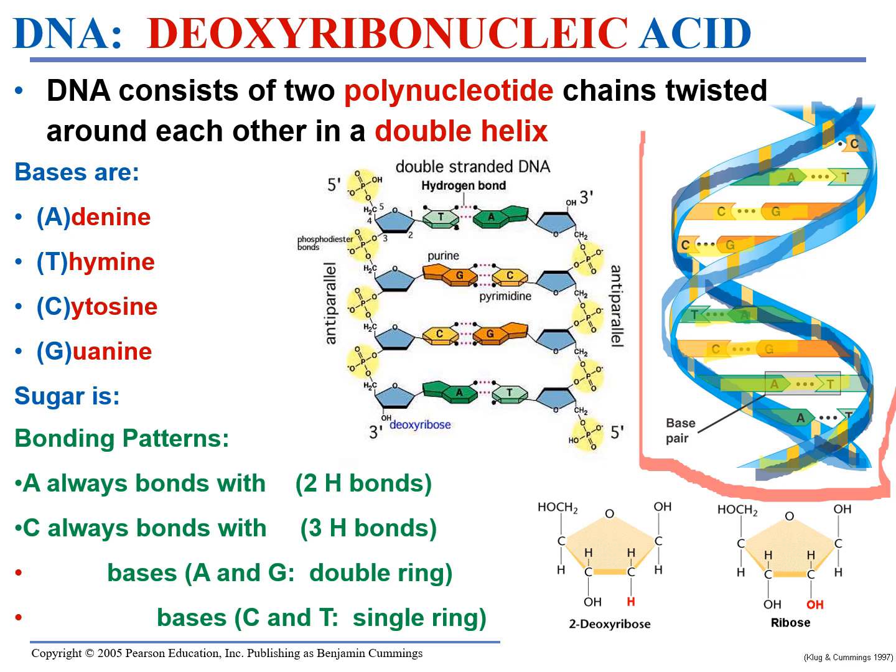So the sugar is deoxyribose, and the bonding patterns, as we discussed: A always bonds with T, with 2 hydrogen bonds there, and C always bonds with G, and vice versa, with 3 hydrogen bonds there. Purine bases are A and G, the double ring, and pyrimidine bases are C and T, which are the single ring.